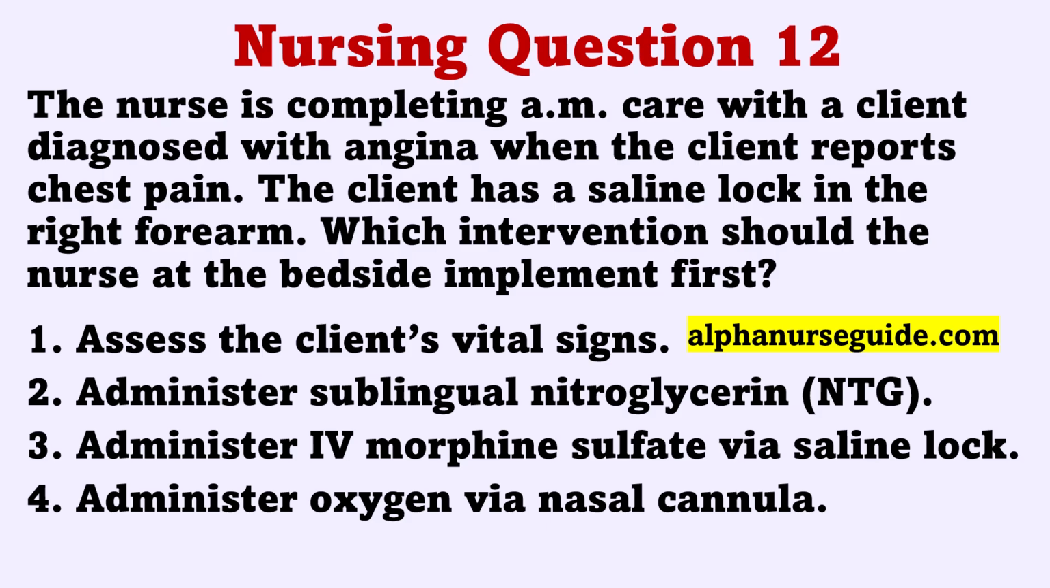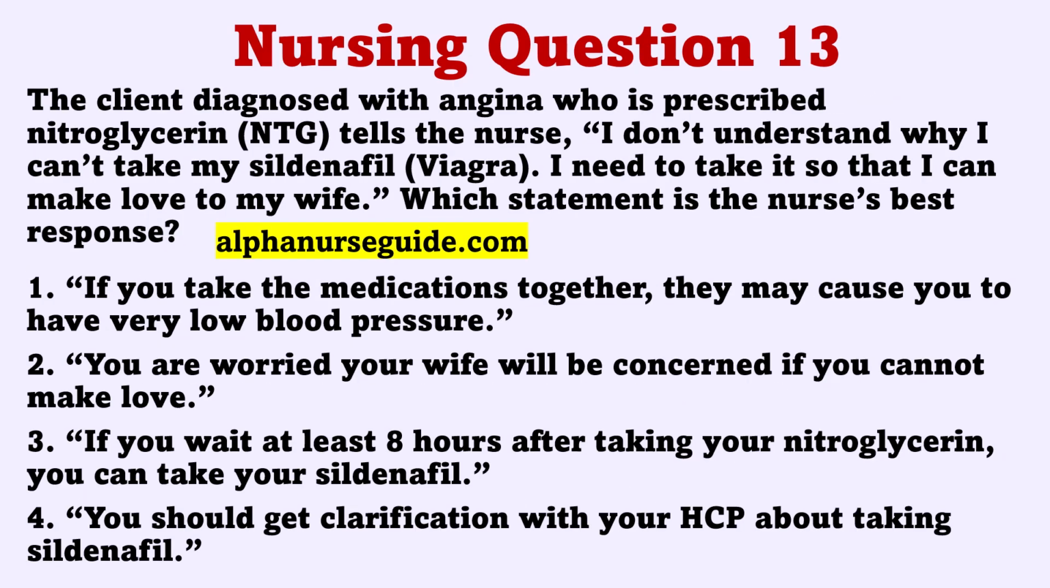The correct answer is 4. Administer oxygen via nasal cannula. The nurse would have oxygen at the bedside, and applying it would be the first intervention the nurse could implement at the bedside. The client diagnosed with angina who is prescribed nitroglycerin tells the nurse, "I don't understand why I can't take my sildenafil. I need to take it so that I can make love to my wife."